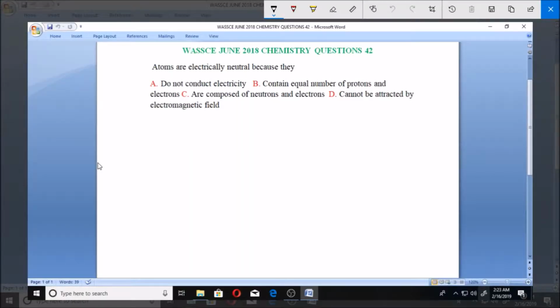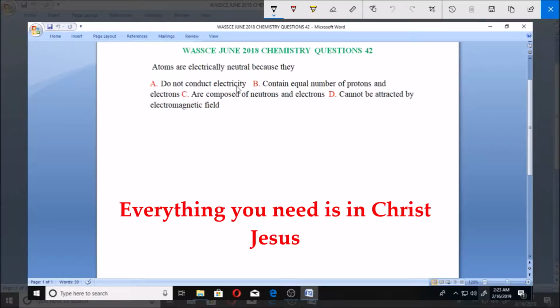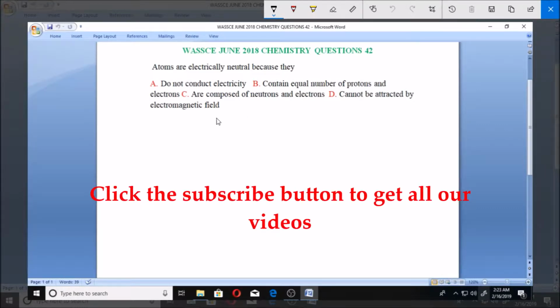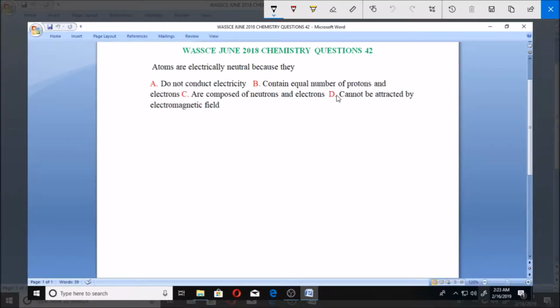Now let's look at this problem, question number 42 for WAEC Chemistry 2018. Atoms are electrically neutral because they: A. do not conduct electricity, B. contain equal number of protons and electrons, C. are composed of neutrons and electrons, D. cannot be attracted by electromagnetic field.